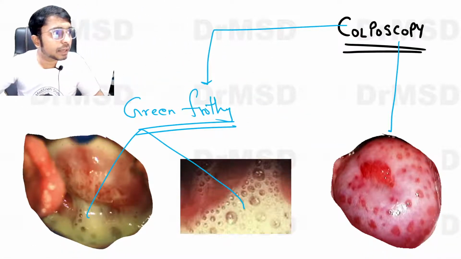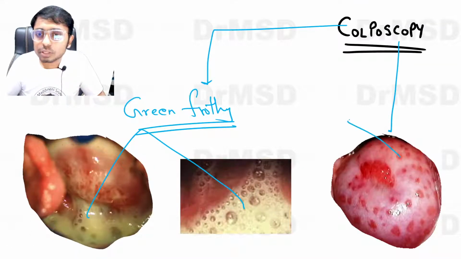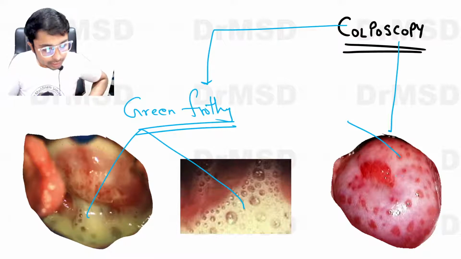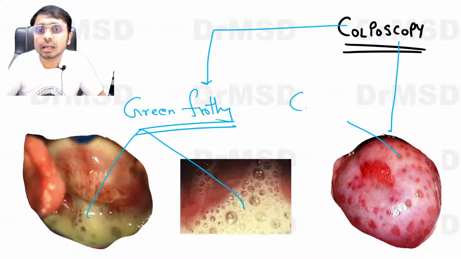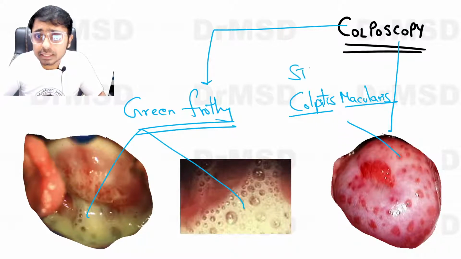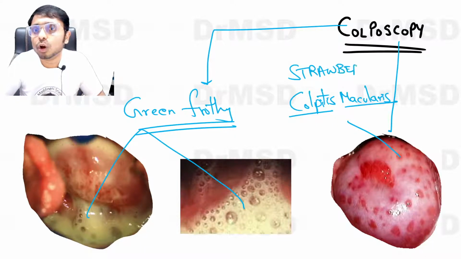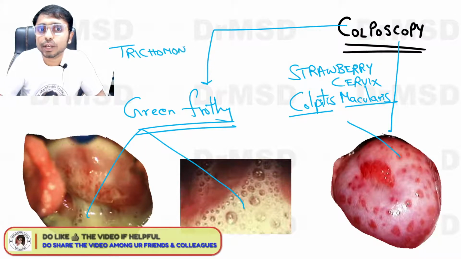So in the cervix you are able to see multiple small erythematous lesions. These are basically due to the inflammation of the cervix, which you are able to see here. This is in fact called colpitis macularis. So there are some erythematous macular lesions over the cervix on colposcopy, and this is the reason why this is also given a descriptive term called strawberry cervix. And when you are able to see all these features, it is a diagnosis of trichomoniasis.